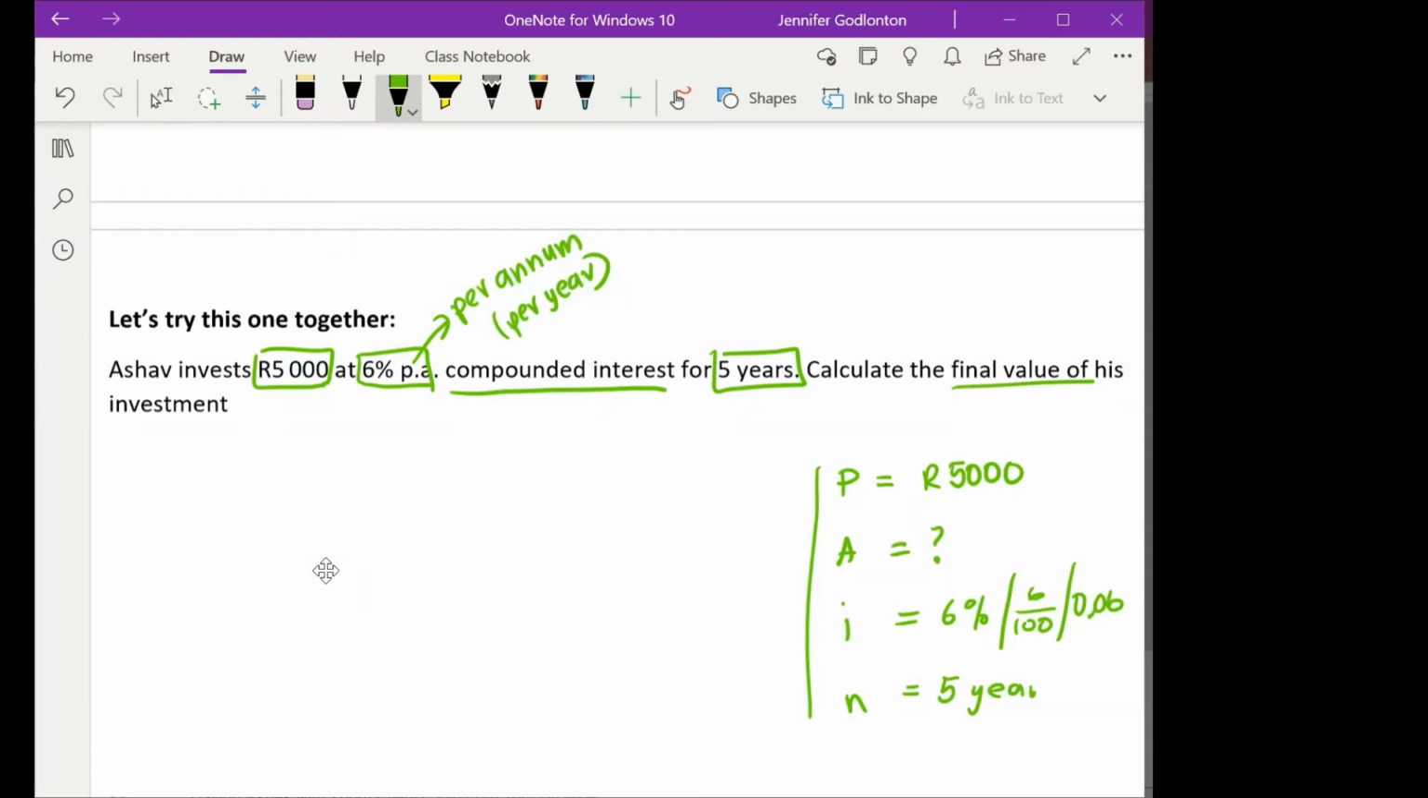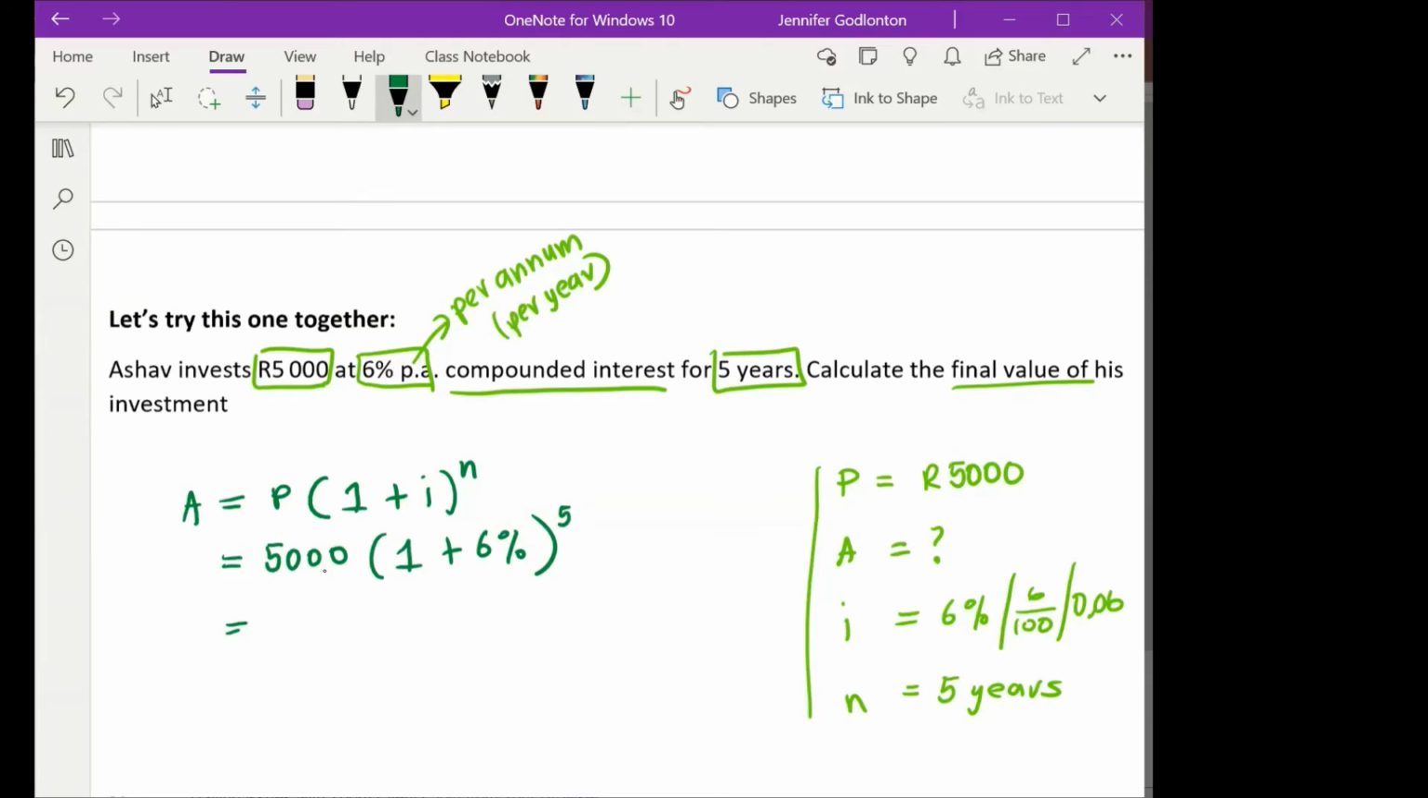5 years. Okay, so then we just chuck all of that straight into our formula. So we say A is equal to P times (1 plus i) to the power of n. P is 5,000 Rand. 1 plus, I'm going to write it as 6%, all to the power of 5. And chuck that into your calculators and tell me what answers you get.